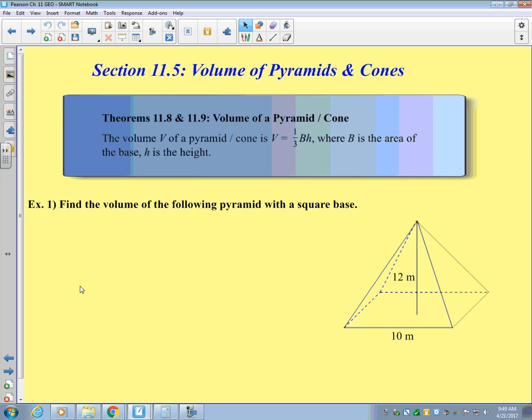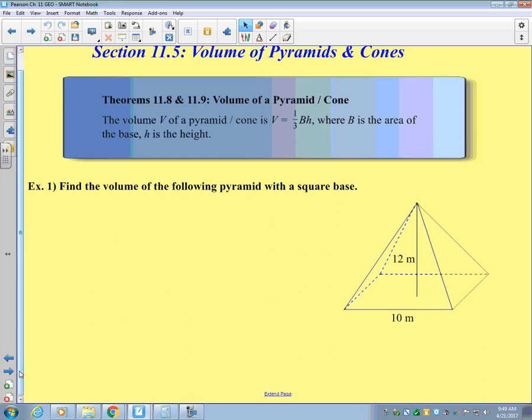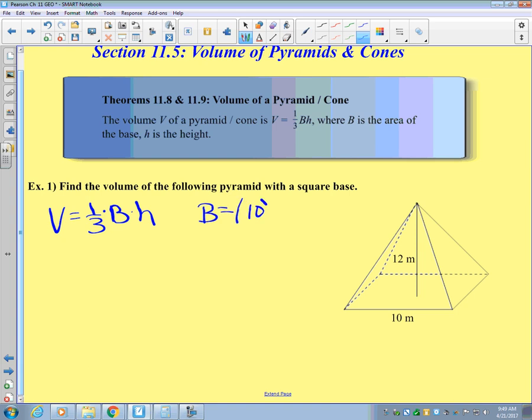We're going to do a couple example problems here. We write the formula down. We want to find the volume. The area of the base is 10 squared, or 100. And the height is 12. That is all we do here. 1/3 times 100 times 12.